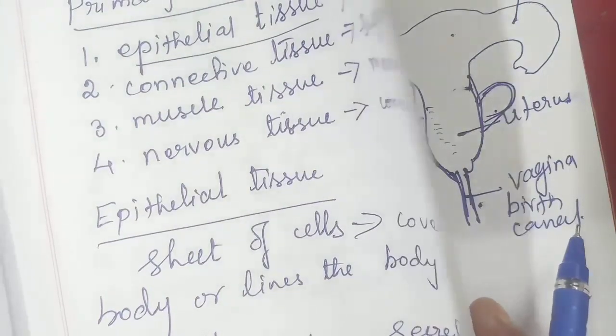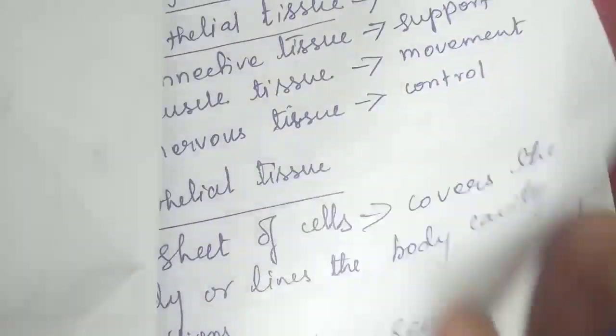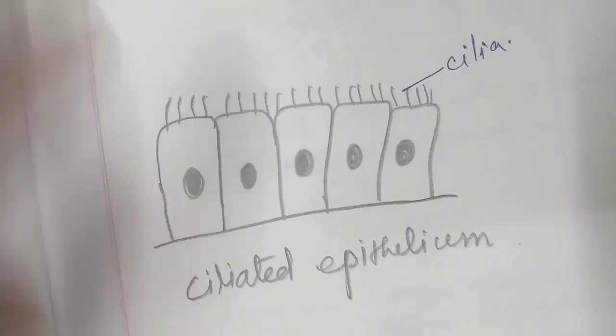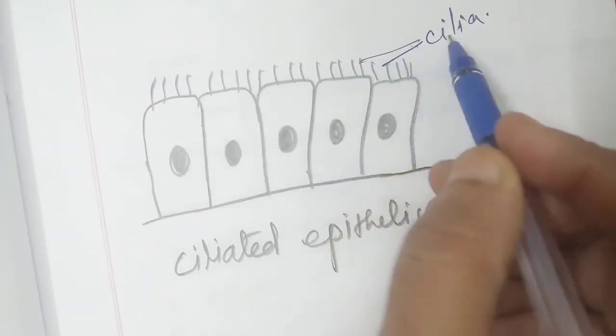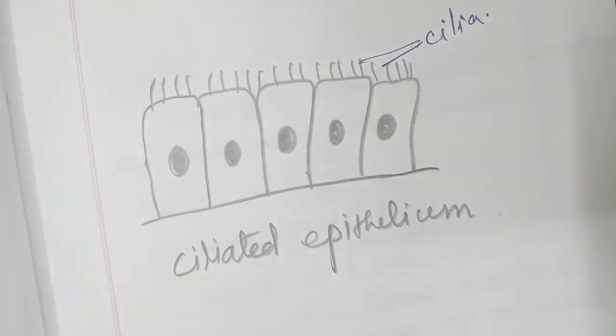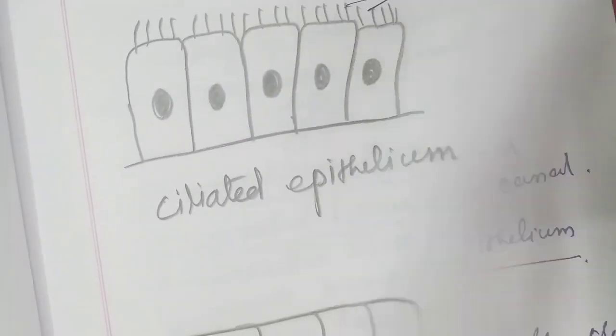See here, this is the structure of ciliated epithelium. These are the cilia, ciliated epithelium and cilia.